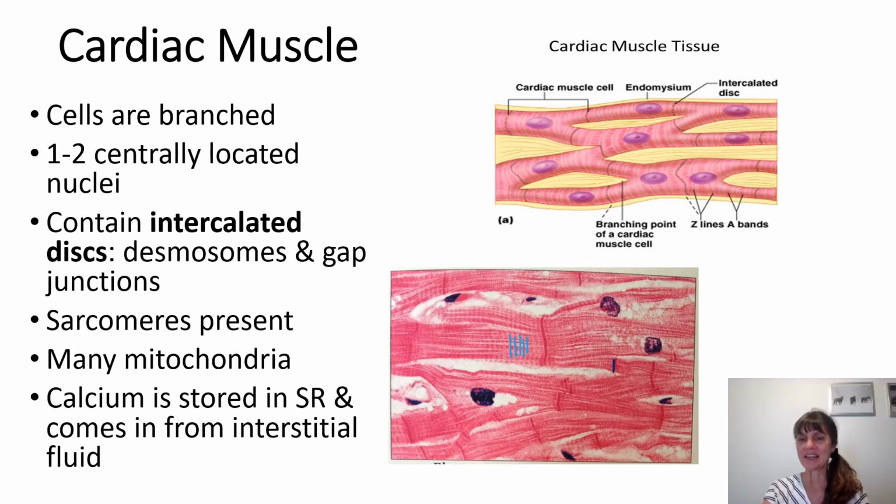Intercalated discs have desmosomes, which are like spot welds or Velcro, and the desmosomes hold the cardiac muscle tissue together during very forceful contraction. The intercalated discs also have gap junctions, which allow ions to flow from one muscle fiber to the next to allow for the muscle tissue to contract as a unit.